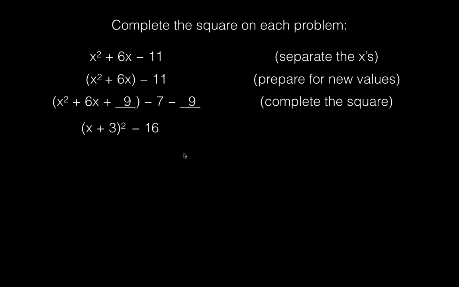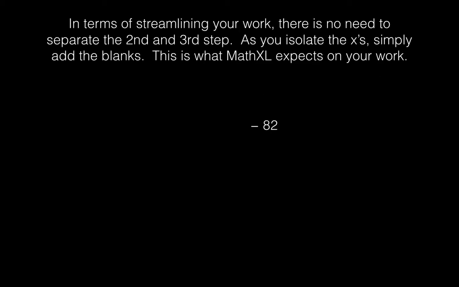It was solving using algebra, which was again pretty direct. You move the numbers away. You get down to x squared. You square root both sides. You make sure you put a positive and negative version of that answer. And so, in terms of streamlining your work, there's no need to separate the second and third step. I'll tell you that right now. Ignore that negative 82. I just didn't do my job yet.